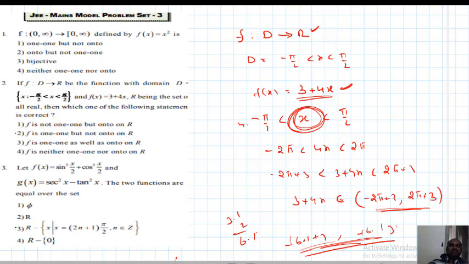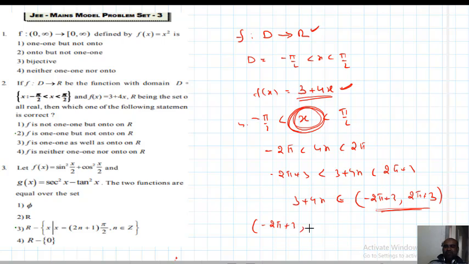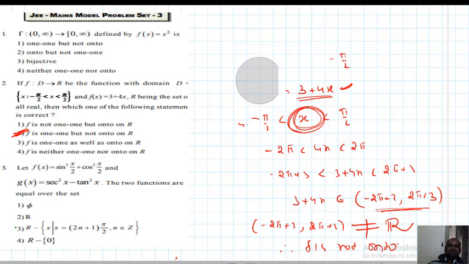This is not equal to all real numbers. It means the given function is not an onto function. So I will write: the interval minus 2 pi plus 3 comma 2 pi plus 3 is not equal to R. Therefore f is not onto. f is one-one but not onto. So I want to check the options. First option, f is not one-one but onto. Wrong. f is one-one but not onto. Correct. f is one-one as well as onto. Wrong. f is neither one-one. Wrong. So option 2 is correct for the question.